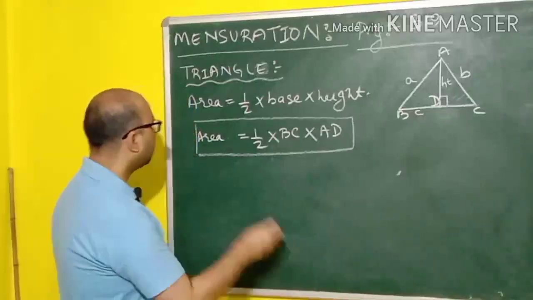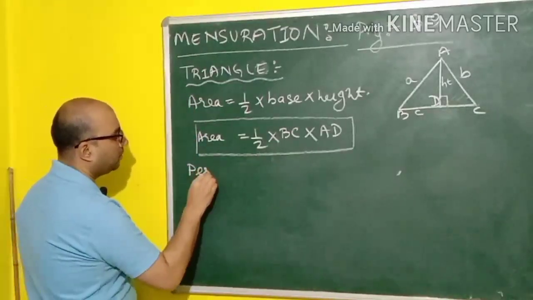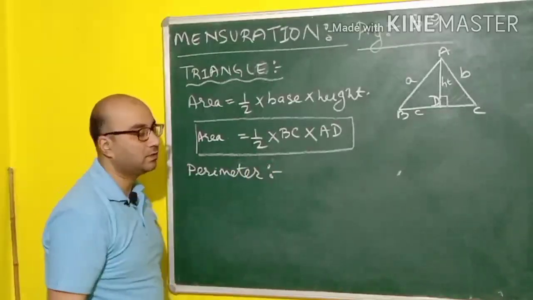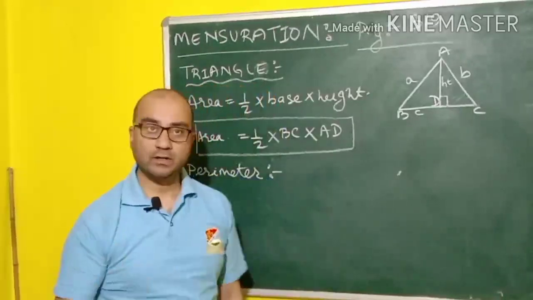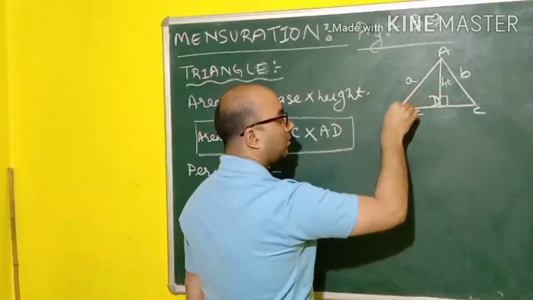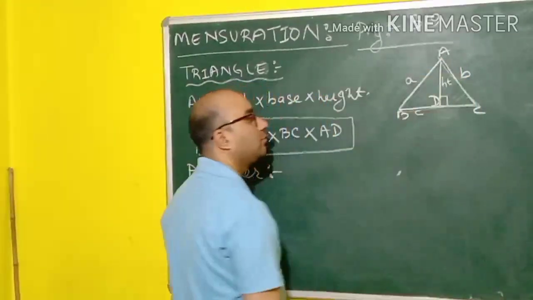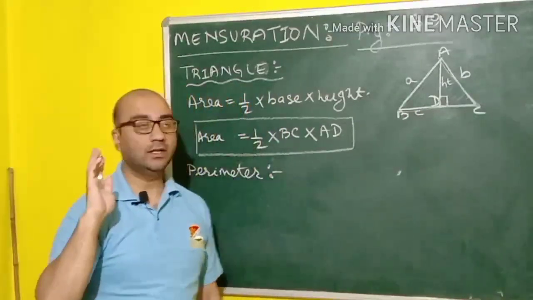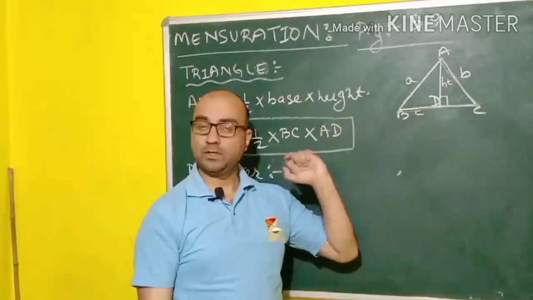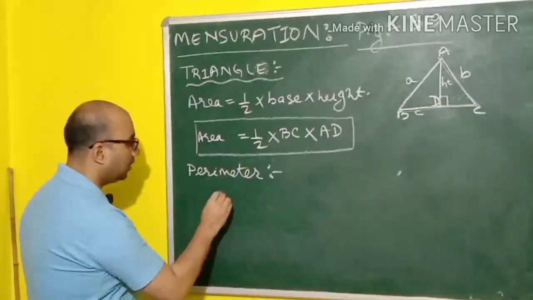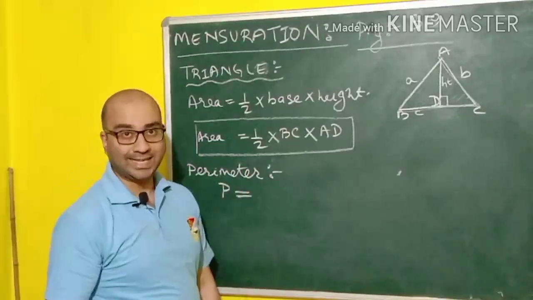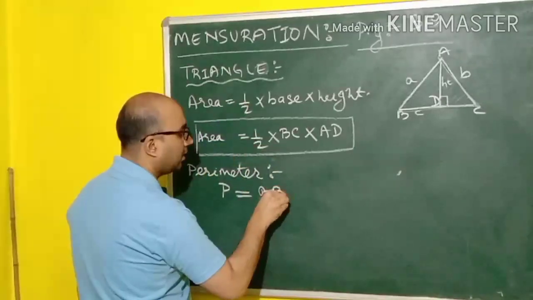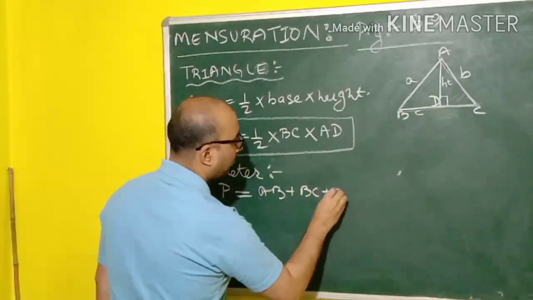Now the next thing we need to find is the perimeter. What is the meaning of perimeter? Perimeter means the length of all the boundary sides of any figure. So how many sides do we have in a triangle? We have three sides. If we add up all the three sides together, that will give us the perimeter of this triangle. So the perimeter, abbreviated as capital P, is equal to the sum of all the three sides, that means AB plus BC plus CA.